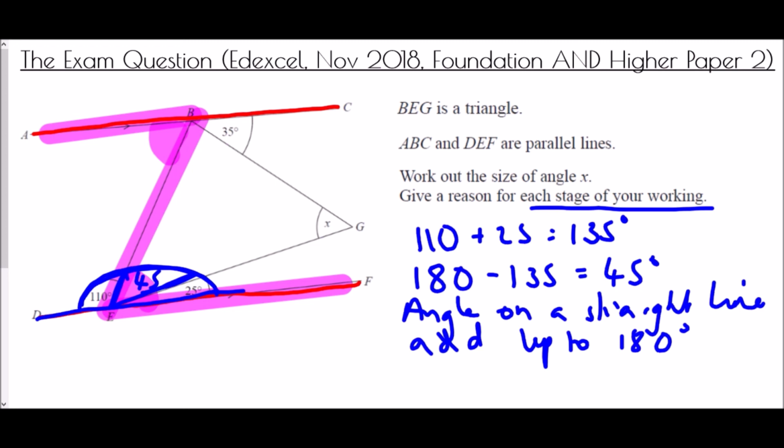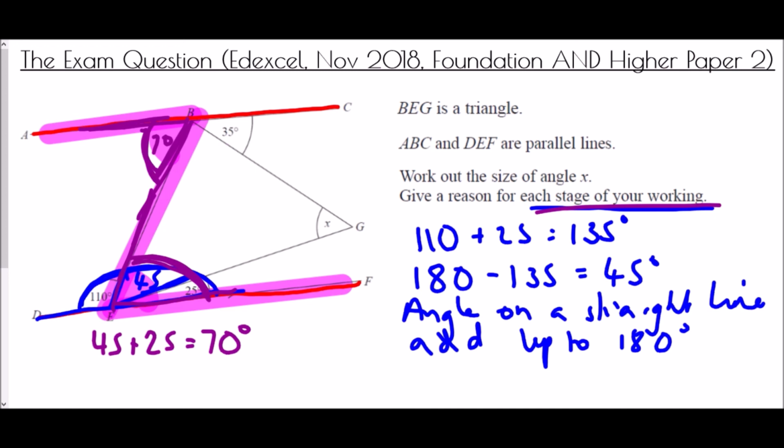Now, the Z shape that we have drawn in here is telling me that this angle must be equal to this angle, and the key here is that that angle is formed from 45 and the 25, so that is 70 degrees, and therefore the angle at the top must also be 70 degrees, and therefore we need to give a reason for our stage of working, and so the 70 degrees because alternate angles are equal. And then we are trying to find X.